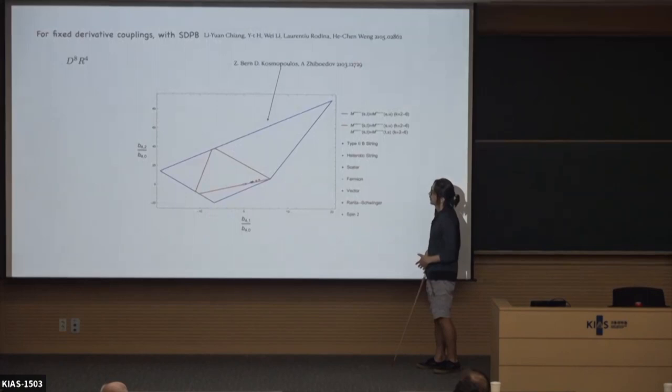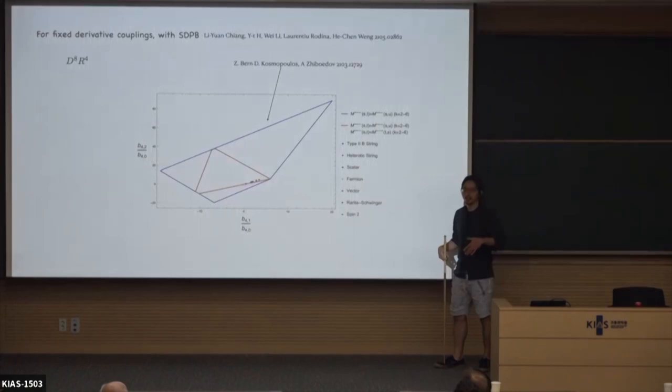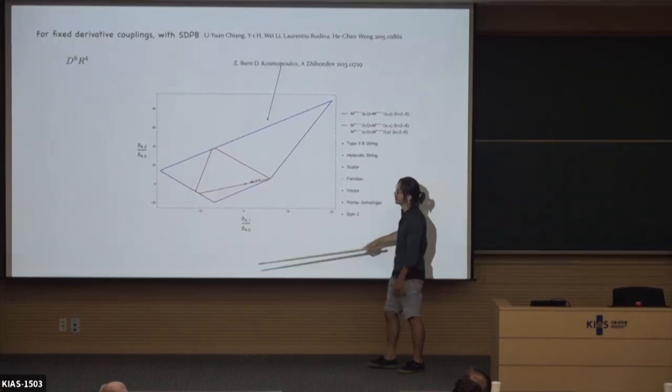But the reason that I say this is stable, what I mean by stable is that when you're implementing crossing symmetry, there's always a derivative expansion, and you can always increase your derivative expansion. So stable means that the bounds are no longer converging. So that's what I mean by that.